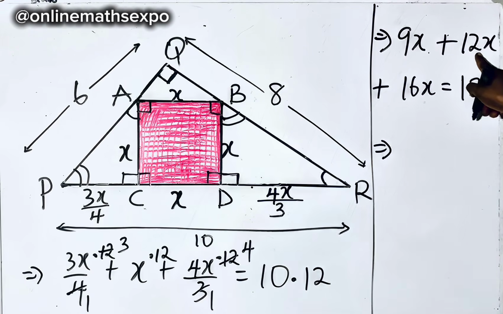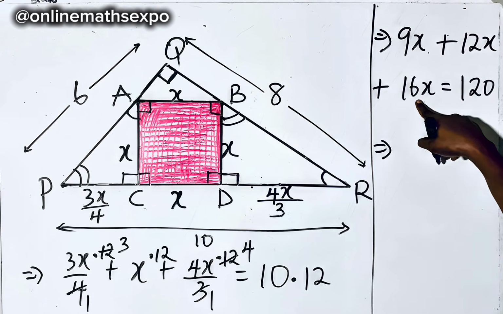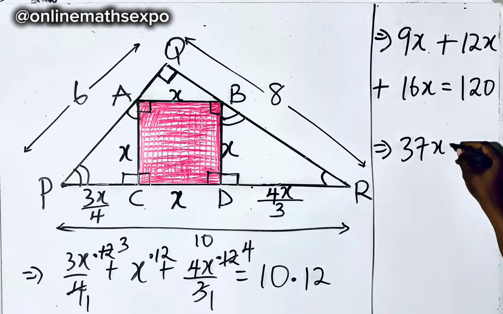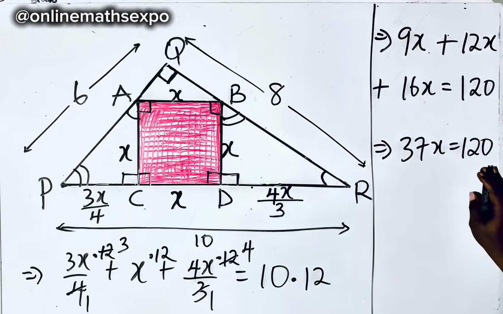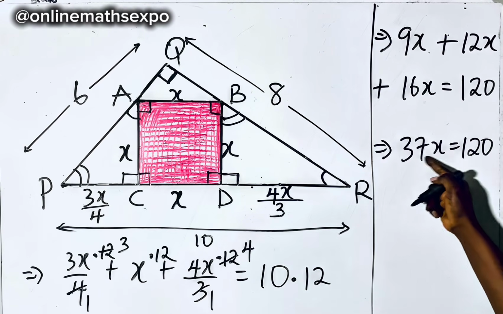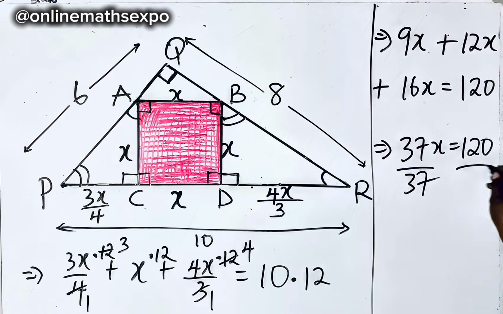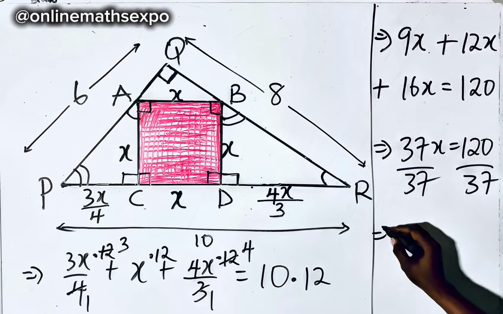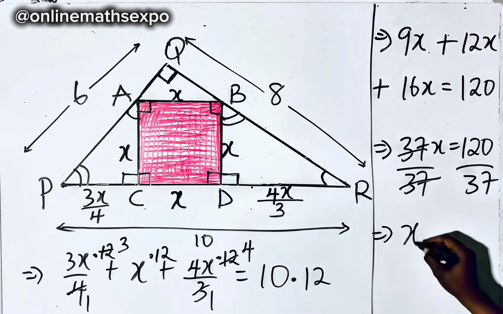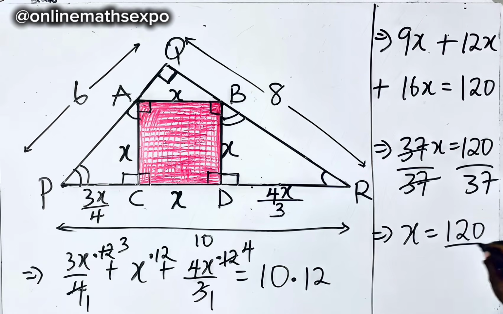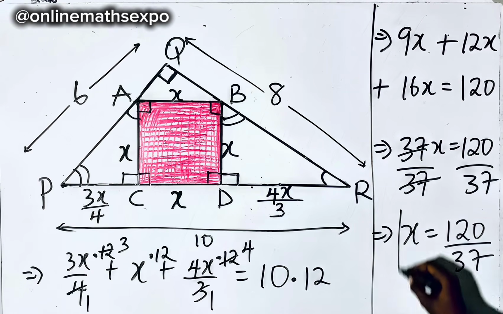Simplify, 9 plus this will give us 21, plus this will give us 37x is equal to 120. To get x, divide through by 37. And when you do that, this will cancel out. X will give us 120 divided by 37.